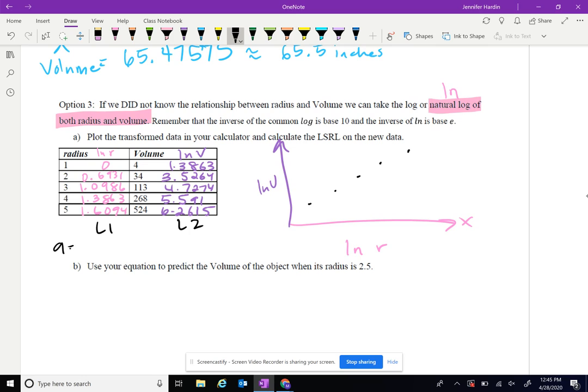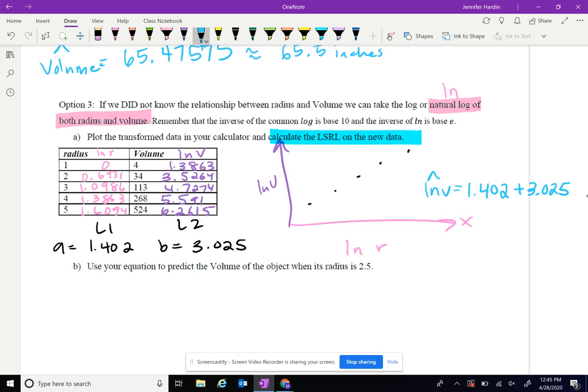we should get A is equal to 1.402 and B is equal to 3.025. So for writing our least squares regression line model, we would write this as we're predicting the natural log of volume, and it should go A plus B and then our x, but our x is now the natural log of the radius. Okay.